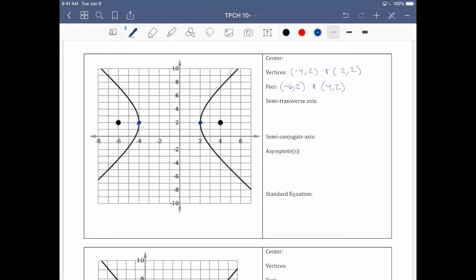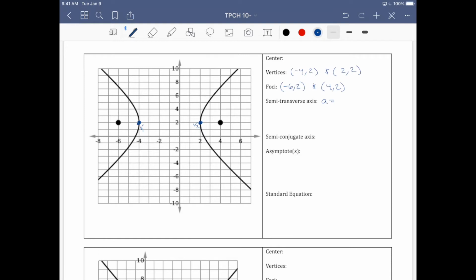So now let's find the center. The center is going to be midway between the two vertices. So let's figure out how long the transverse axis is. The transverse axis is the length from one vertex to the next. I will go ahead and label vertex 1 and vertex 2. The distance between V1 and V2 is going to be our transverse axis. Halfway will be our semi-transverse axis, which we're going to need to know. That's going to be our a value.